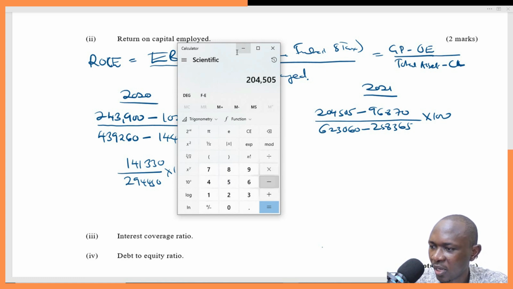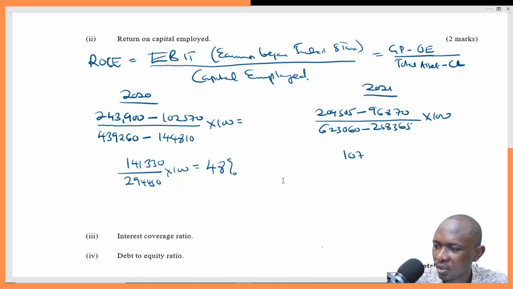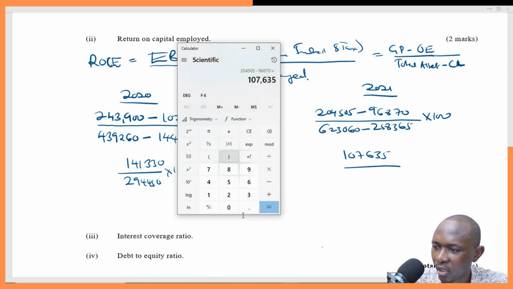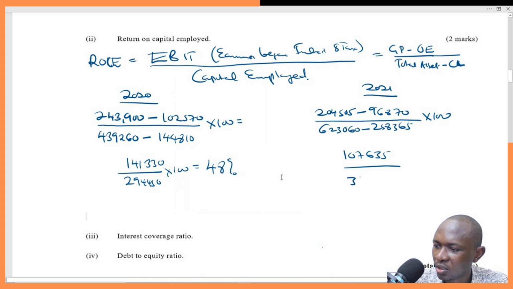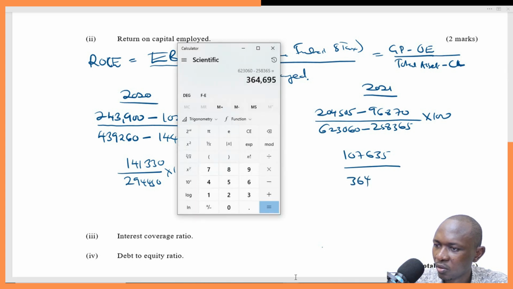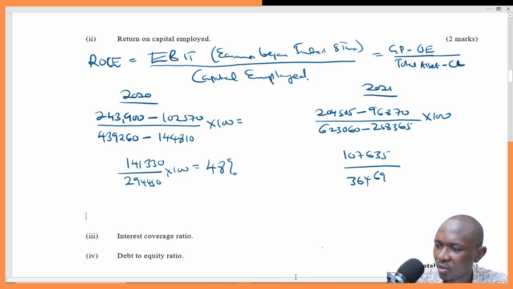204,505 minus 96,870. That gives us 107,635 divided by 623,060 minus 258,365. This gives us 364,695.